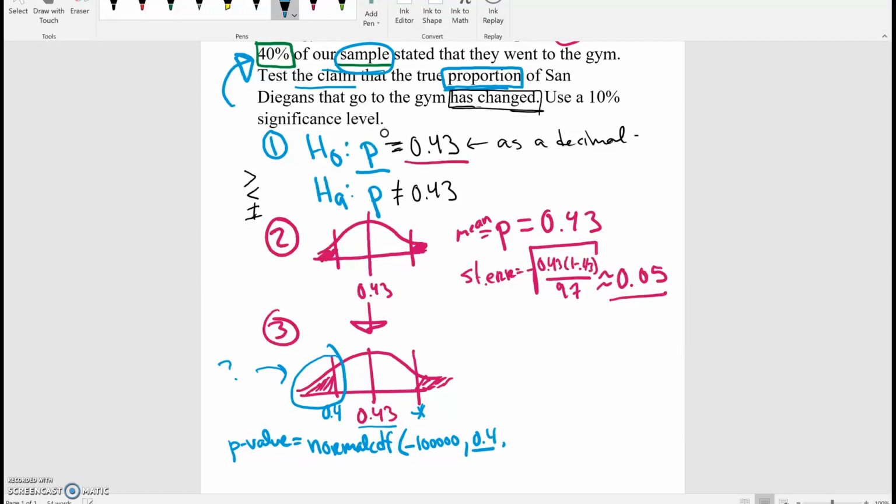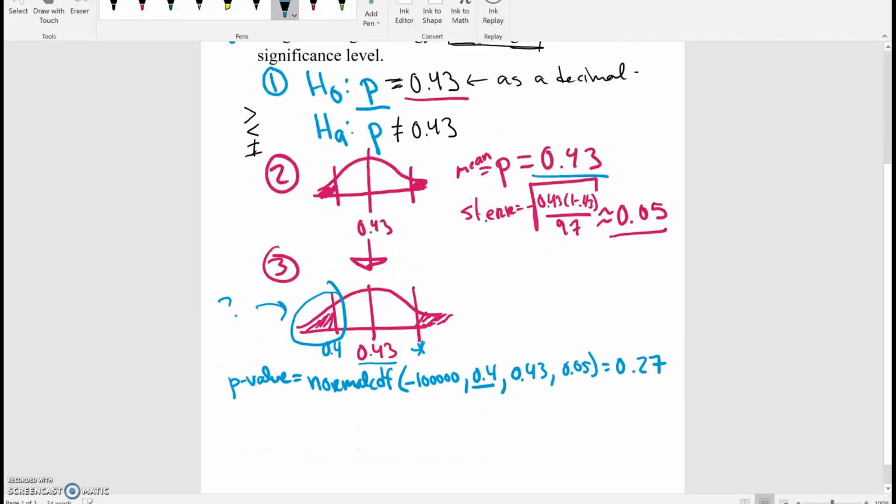So this is my upper bound. My mean, which I calculated, was 0.43. And my standard error is 0.05. Okay. So I'm going to go ahead and put that in my calculator, normal CDF. The mean is 0.43. My sigma is 0.05. My lower bound is going to stay the same, negative 1 million. My upper bound is going to be 0.4. Okay. And what I end up getting is 0.27. So this is my p-value, but I'm not done.